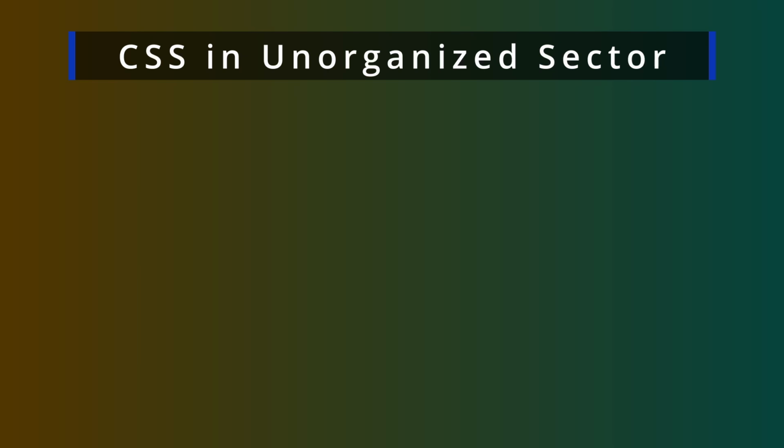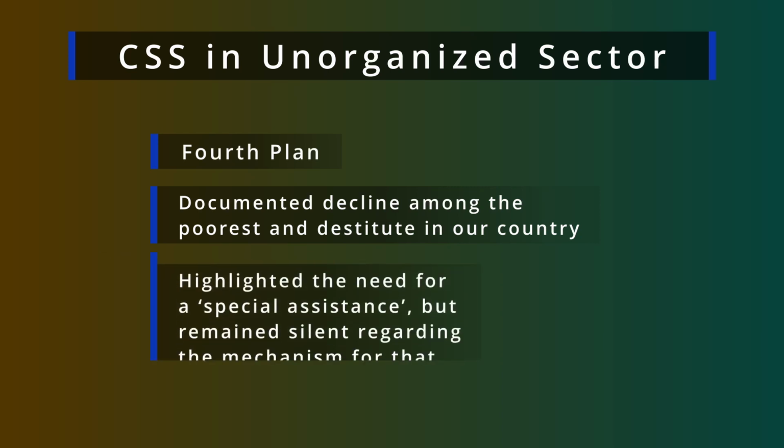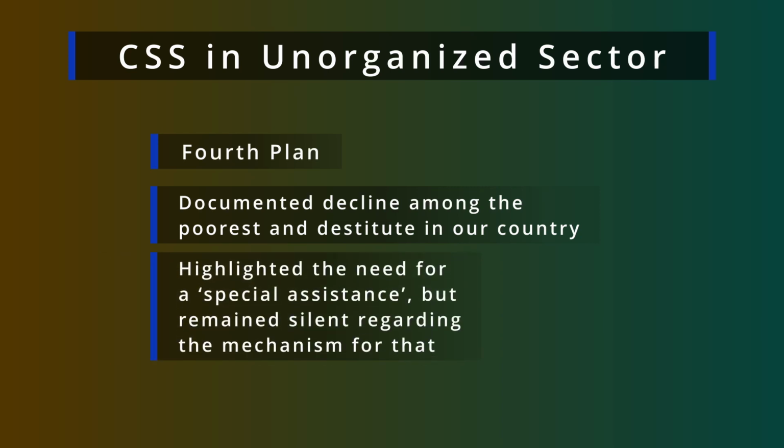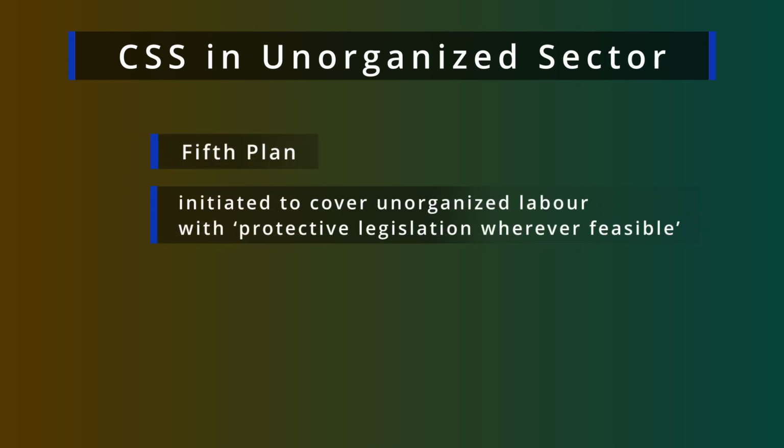the unorganized sectors. Now, if we come to the fourth plan, we will find a documented decline among the poorest and destitute in our country, and that highlighted the need for special assistance. Special assistance in terms of basic social security measures, food security, and educational security was adopted for the unorganized sectors. And in the fifth plan, there was an initiation to cover the unorganized labor with protective legislations.